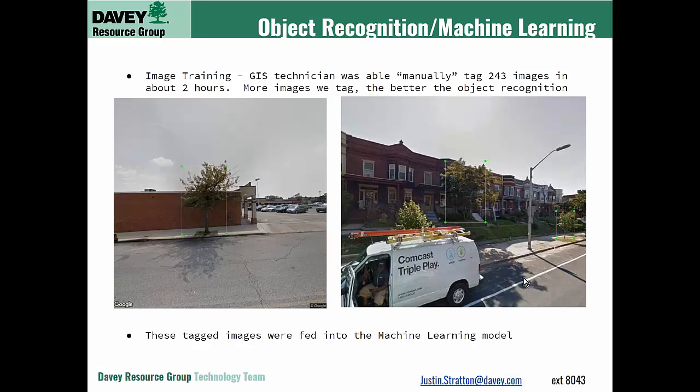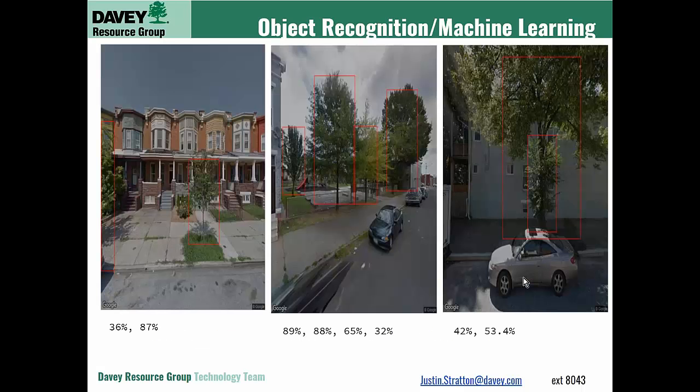These tagged images were then fed into the machine learning model, and here are some examples of the outputs of the model. These are three pictures that were produced. The percentages at the bottom of each picture are its confidence that it was a tree. In the very first image, you can see it was 36% confident that that object off the side of the image was a tree, but 87% confident that the one in the middle was indeed a tree. The next image, it picked up 4 trees, and you can see their level of confidence.